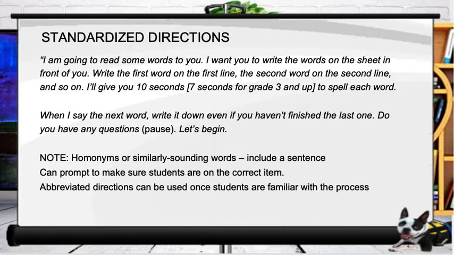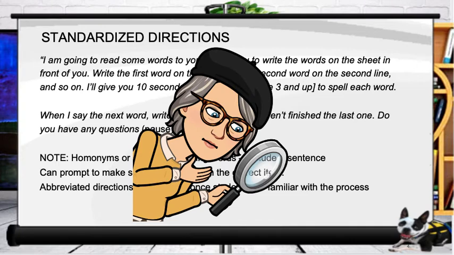Now, it's important to remember that if you have homonyms or similarly sounding words, you should include a sentence. And you can prompt to make sure that the students are on the correct item. This is really helpful with younger students. So you can say, and now on number 5, before you give the next word. You can use some abbreviated directions once the students are familiar with the process, though. Let's take a quick look at an example of someone administering a spelling CBM.